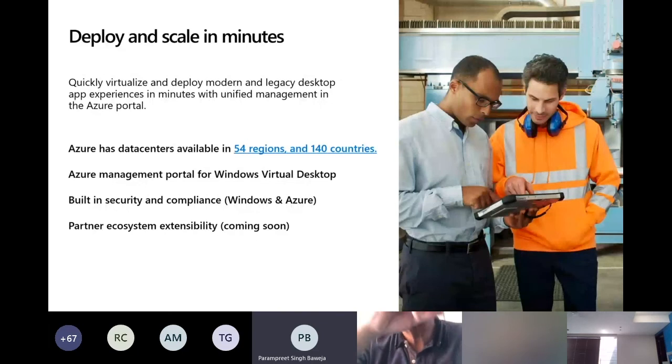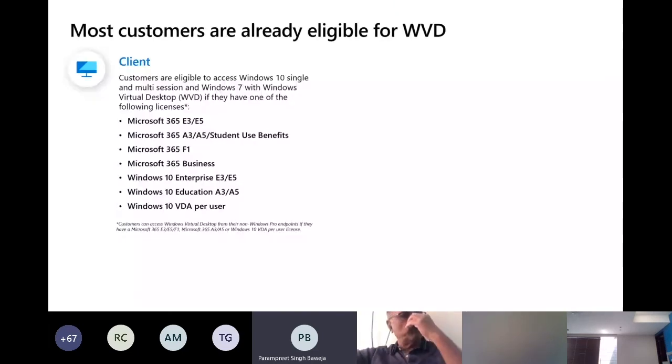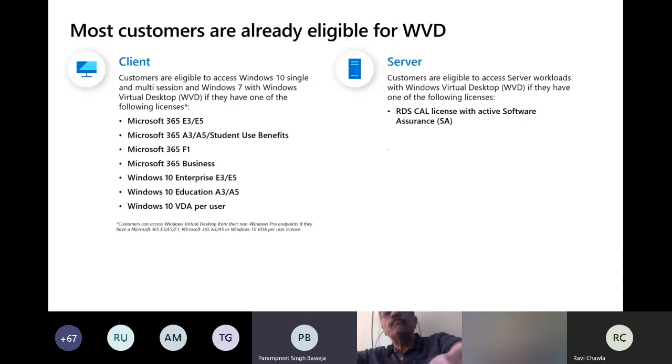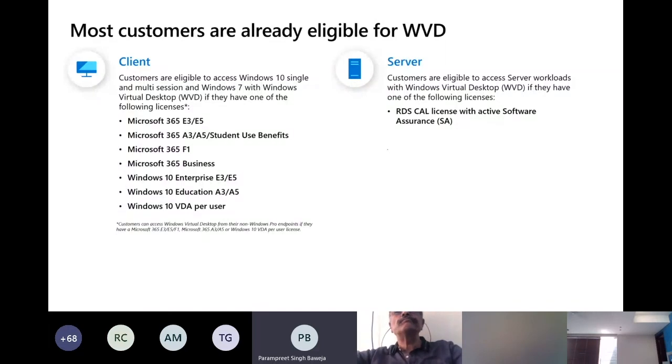Talking about the licensing piece, as I told you, this requires you to have a Windows 10 end client OS license, and I will leave it to a later phase when we do some analysis. We can present a complete ROI comparison to you as to how much this will cost, or if you have an M365 E3 or E5 plan, you would already have that license with you. From a server base, I already told you that if you have an RDS CAL license with active software assurance, you'll be able to use WVD.